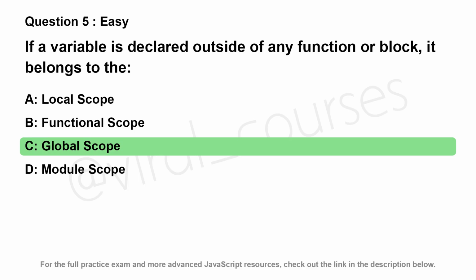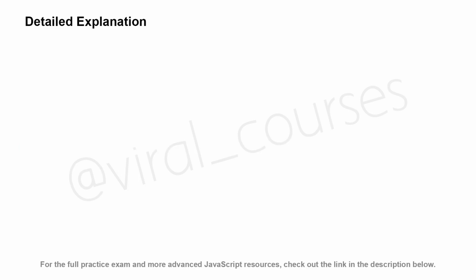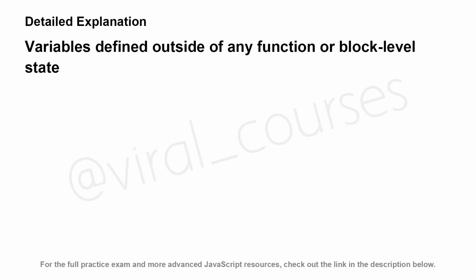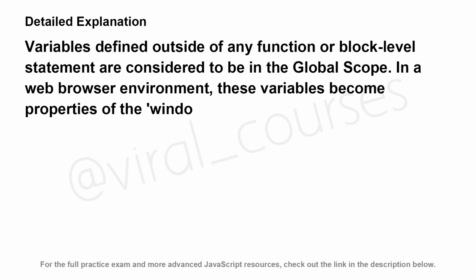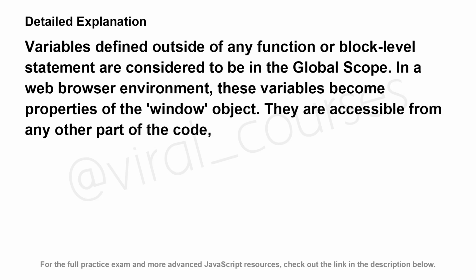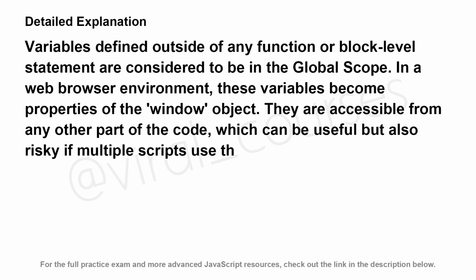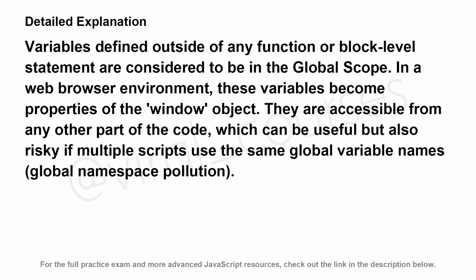The correct answer is C. Variables defined outside of any function or block level statement are considered to be in the global scope. In a web browser environment, these variables become properties of the window object. They are accessible from any other part of the code, which can be useful but also risky if multiple scripts use the same global variable names. Global namespace pollution.